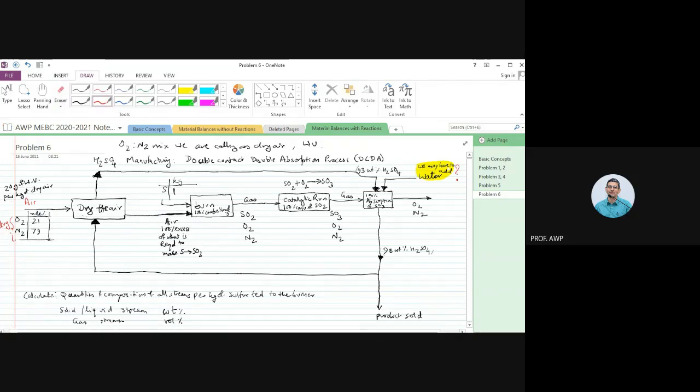It is 21% oxygen, 79% nitrogen on dry basis. This air that is coming in has some amount of water vapor. It has 20 grams of water vapor per kg of dry air. On dry basis, it is 21/79.